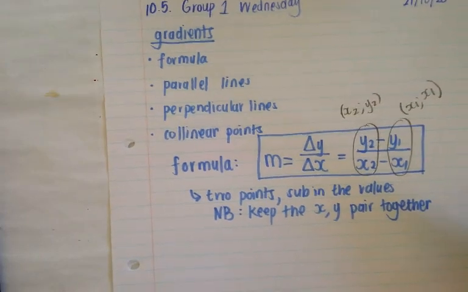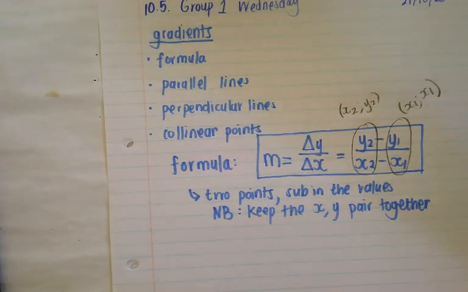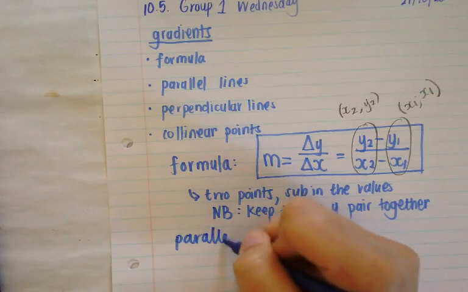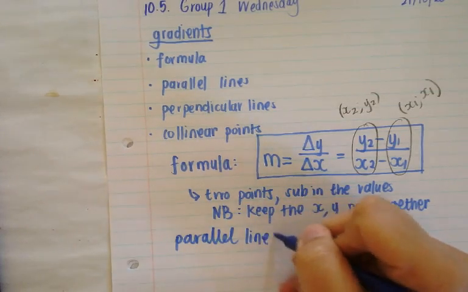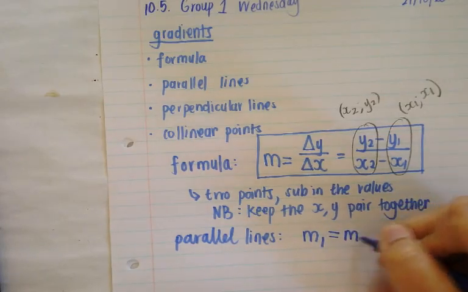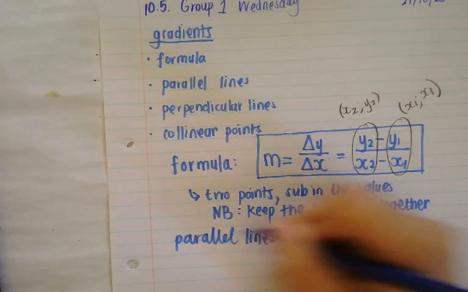Now a gradient is not just telling me about slope, it's not just telling me how flat or how steep a line is. When comparing graphs, I can tell certain bits of information. If those graphs look identical in their slope, we call them parallel, therefore their gradients are the same. So parallel lines: my gradient of my first line is equal to my gradient of my second line.